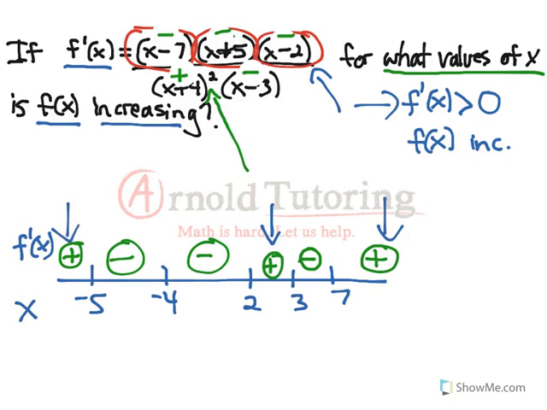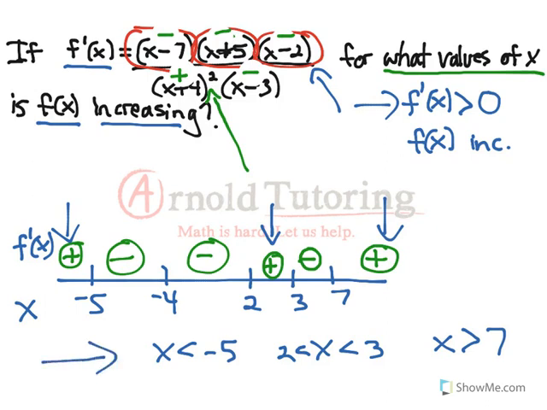So we've got x less than -5. We've got x between 2 and 3. And we've got x greater than 7. These are the intervals that will cause this function to be increasing. F of x is increasing on these intervals here based on the fact that the derivative is positive in those intervals. So again, see the word increasing, you got to think immediately that that is, where's the derivative positive?